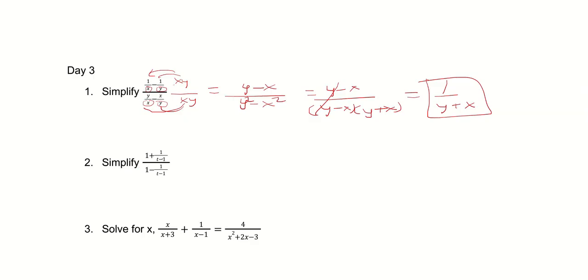Same thing with number 2. We just look at the common denominator, which is t minus 1, and that's what we're going to multiply the top and the bottom by. So 1 times t minus 1 is t minus 1, plus 1 over t minus 1 times t minus 1 is 1. And the same thing with the bottom, t minus 1, and then minus 1. You get t over t minus 2.